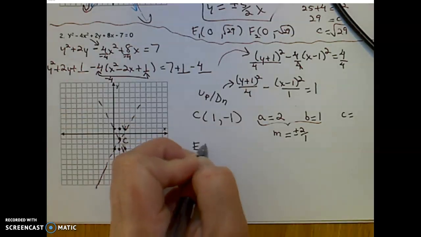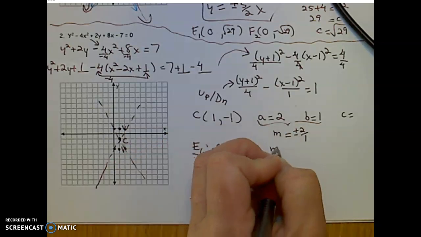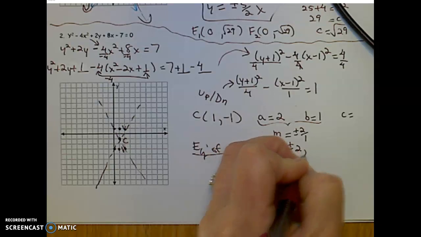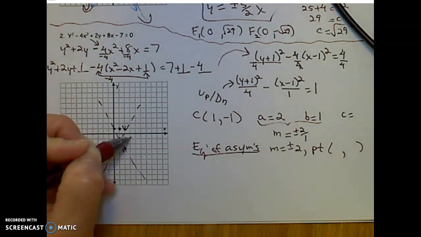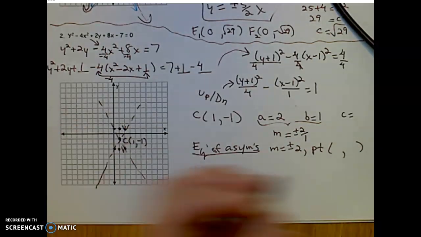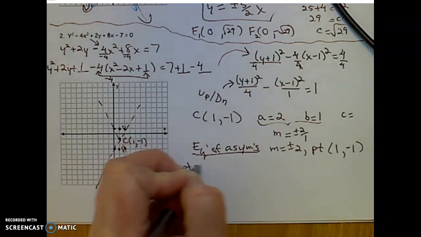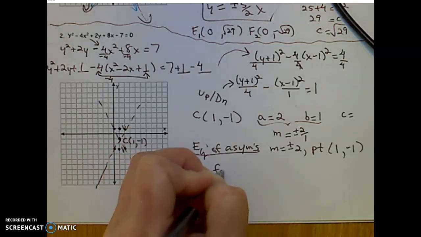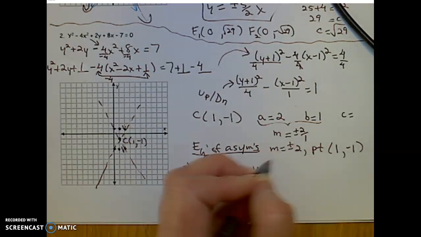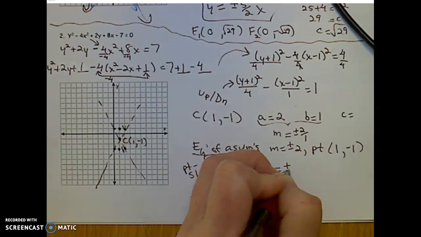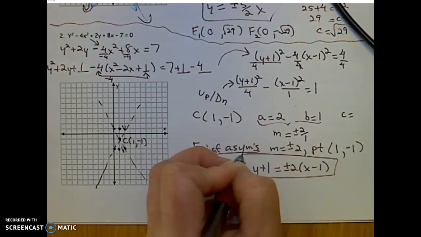Let's find the equations of those asymptotes right away. Notice now that the slope is plus or minus 2, but they pass through the point. The center is no longer the origin. Now the center is at 1, negative 1. So my asymptotes have to pass through the point 1, negative 1. I'm going to use point slope form for my asymptotes. Why? Because it's the easiest. And I'm going to write them as y minus y, which is plus 1, is equal to the slope, plus or minus 2, times x minus 1. There's the equation of my asymptotes.